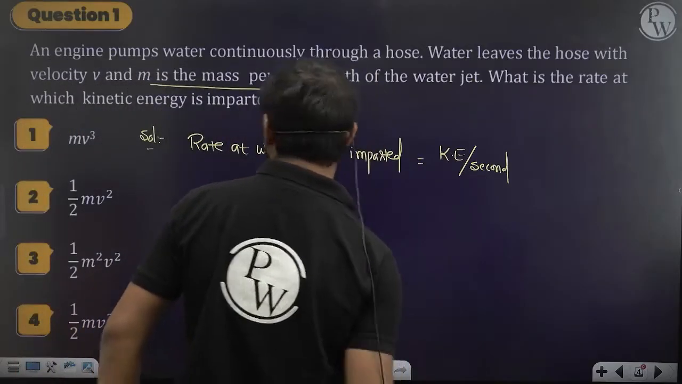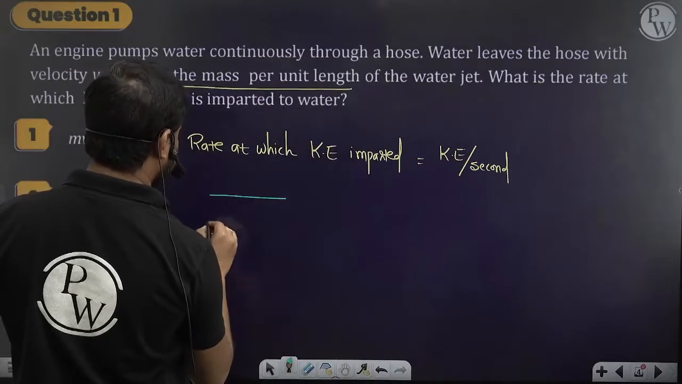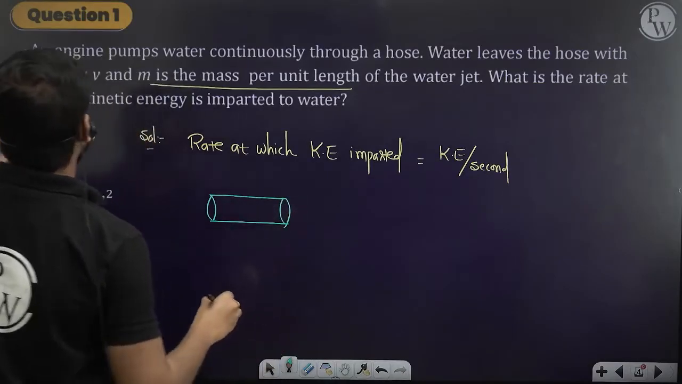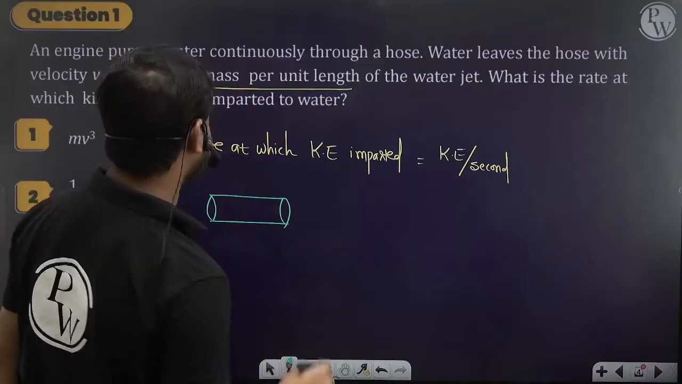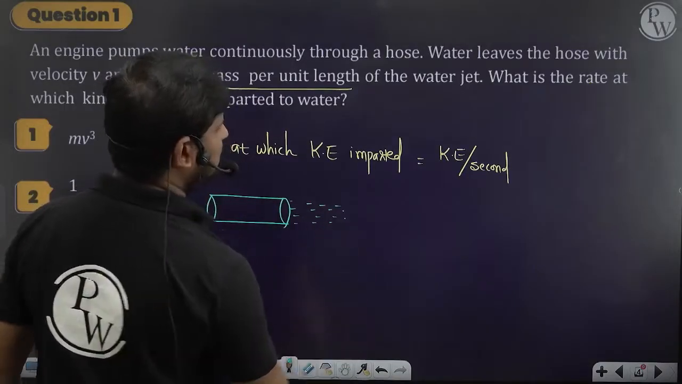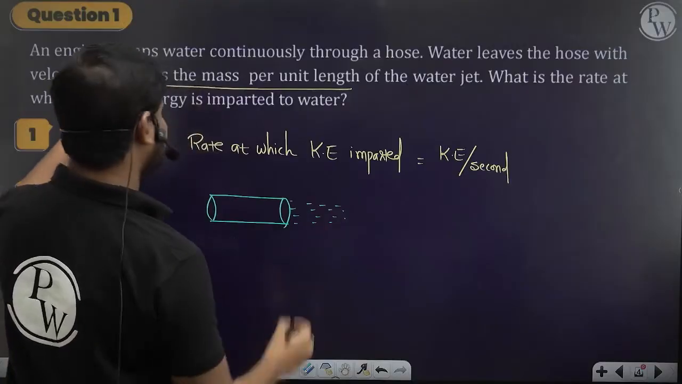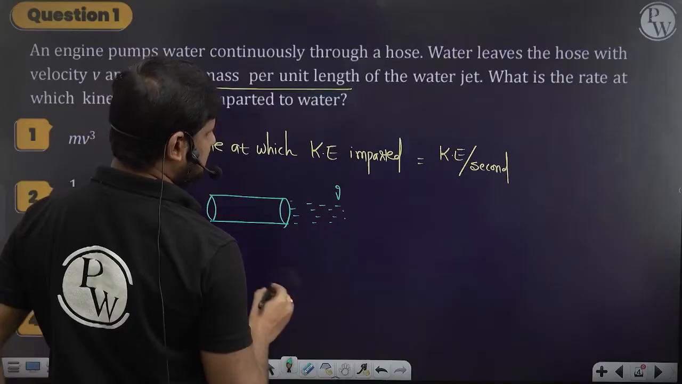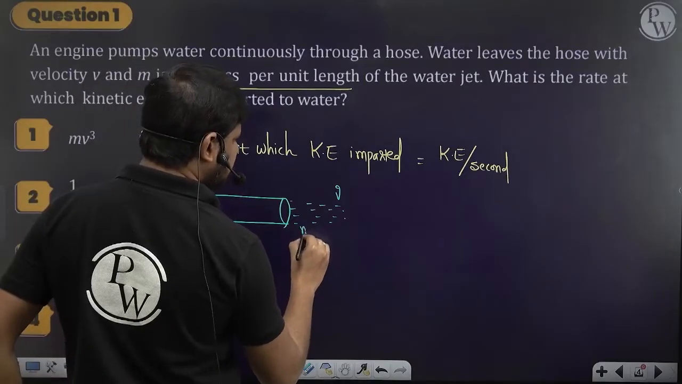How do we solve this? First let's suppose this is a pipe. The water is pumped continuously through a hose, and from here the water is coming out. Then water leaves the hose with a velocity v. So this is the velocity v, and m is the mass per unit length.